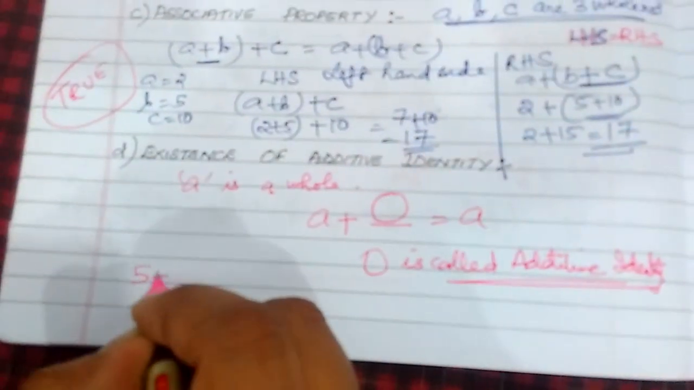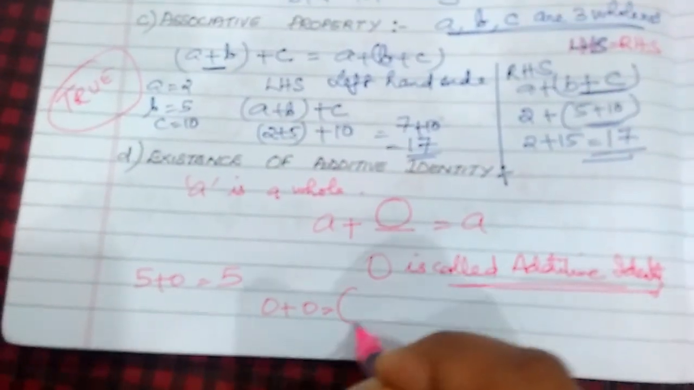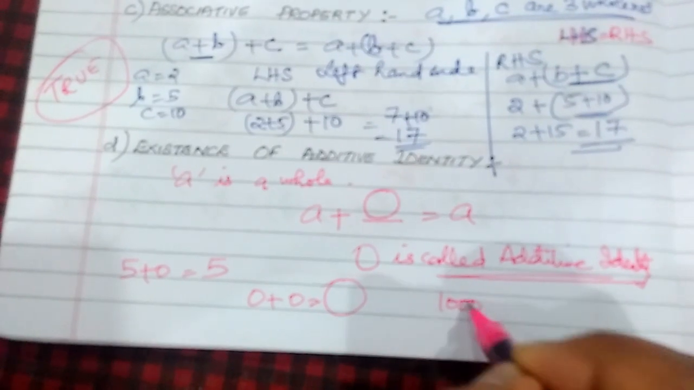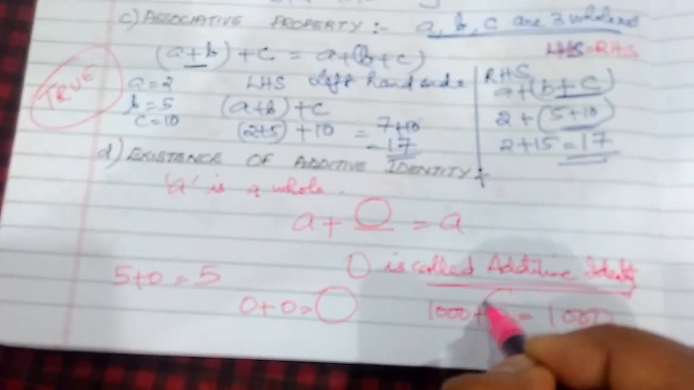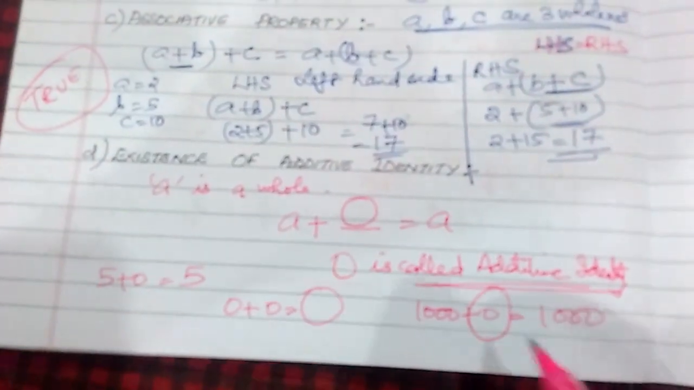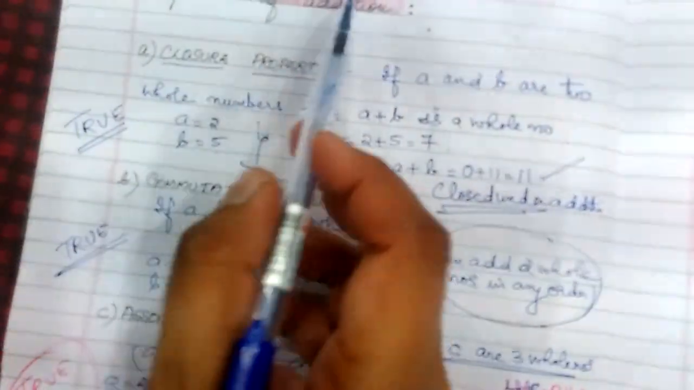See, 5 plus 0. What is the answer? 5. 0 plus 0, what is the answer? 0. 1000 plus 0, what is the answer? It is 1000. That means if you add 0 to any number, the number doesn't change. So, hope you understood the properties of addition.